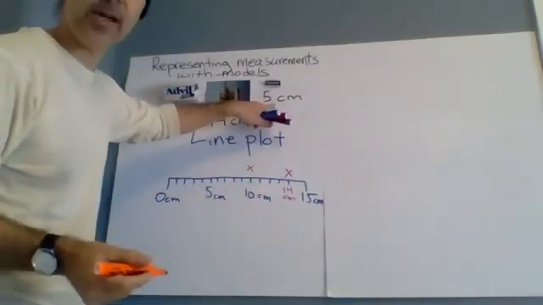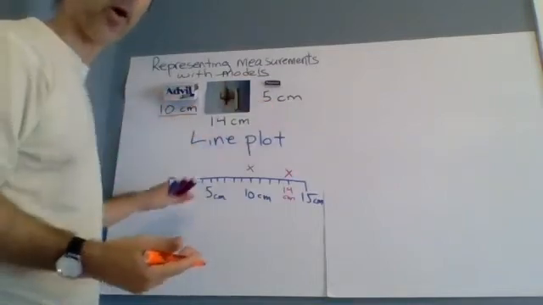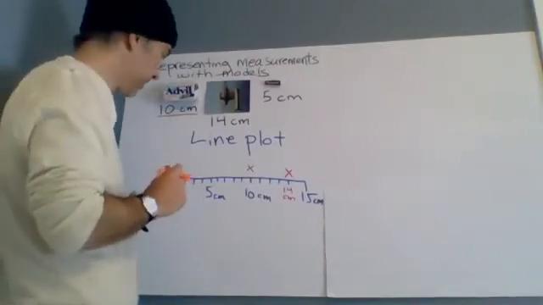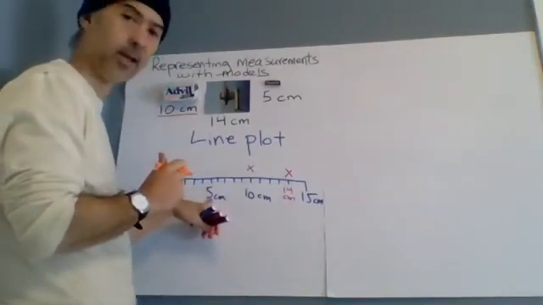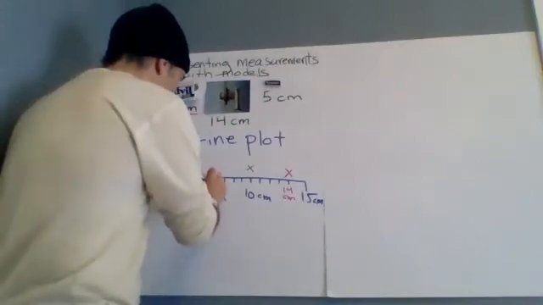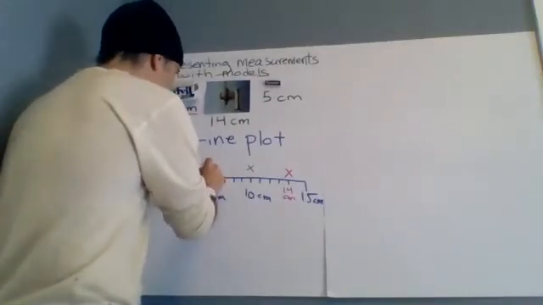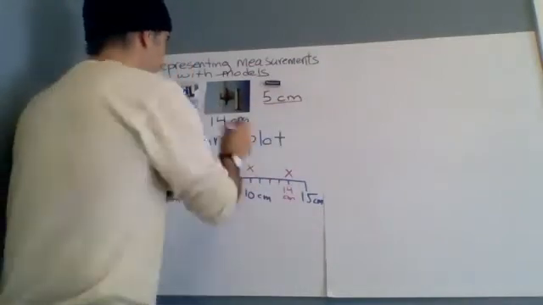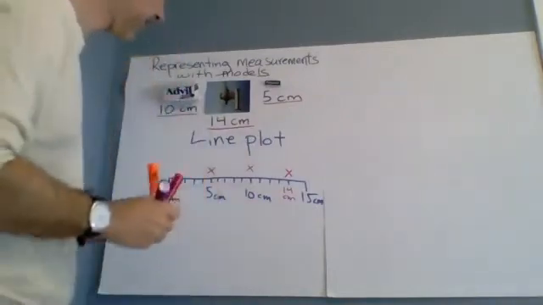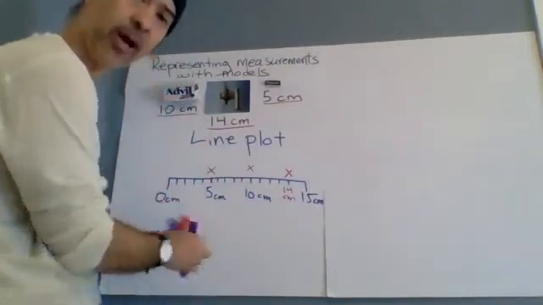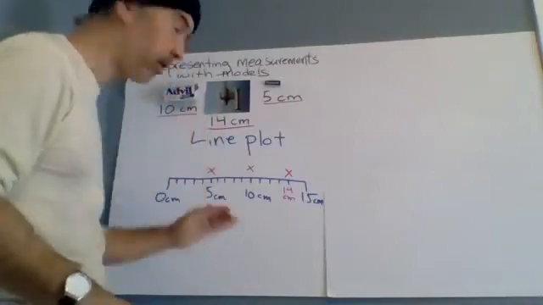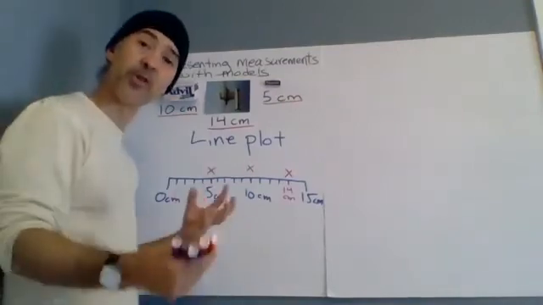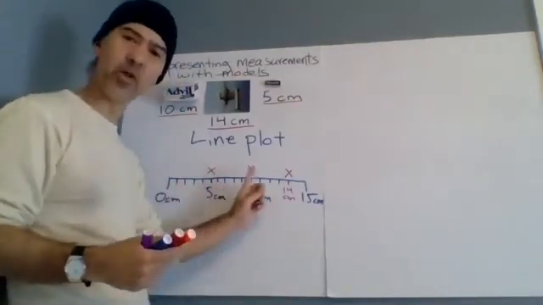How long is my battery? 5 centimeters. Where do I put 5 centimeters on my number line? Well, there it is. So my battery measures 5 centimeters, so I put an X to represent my battery. That's a line plot. So now, in one visual model, I can see where all my measurements lie on the number line. And then I'm able to do what? What am I able to do now with this data?